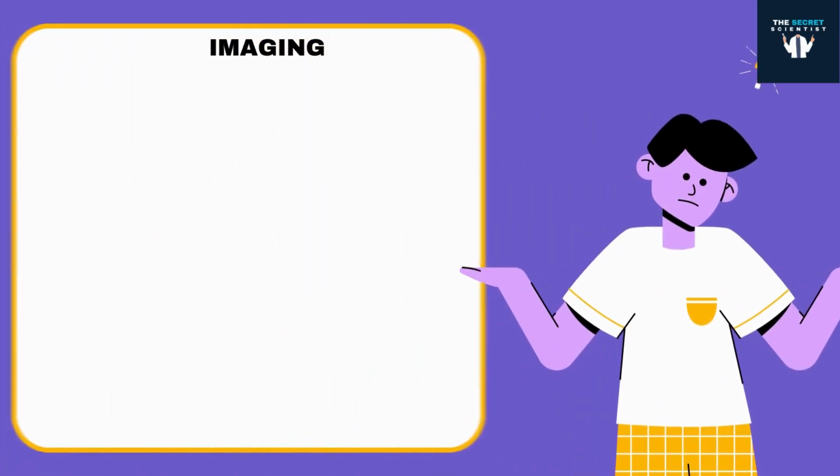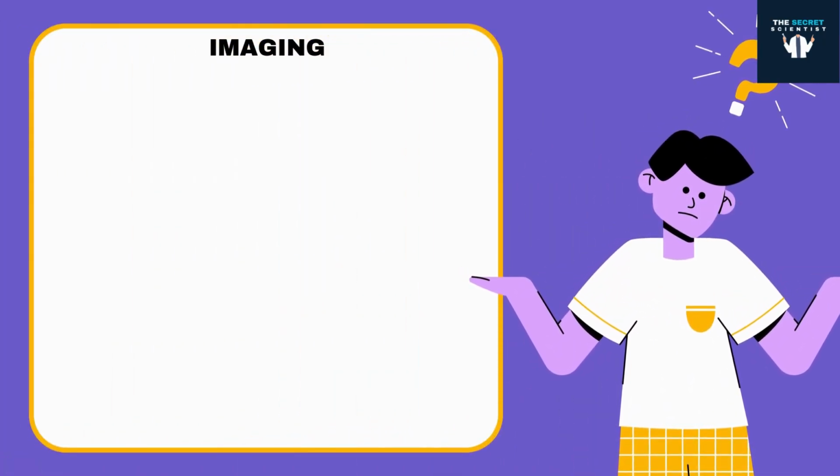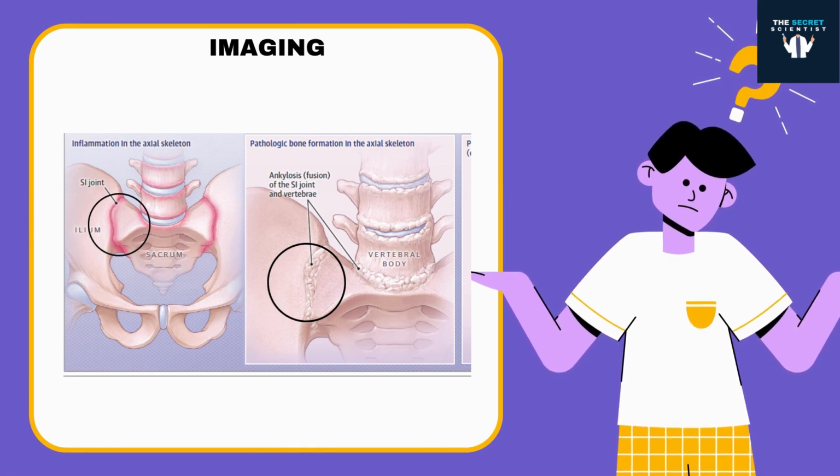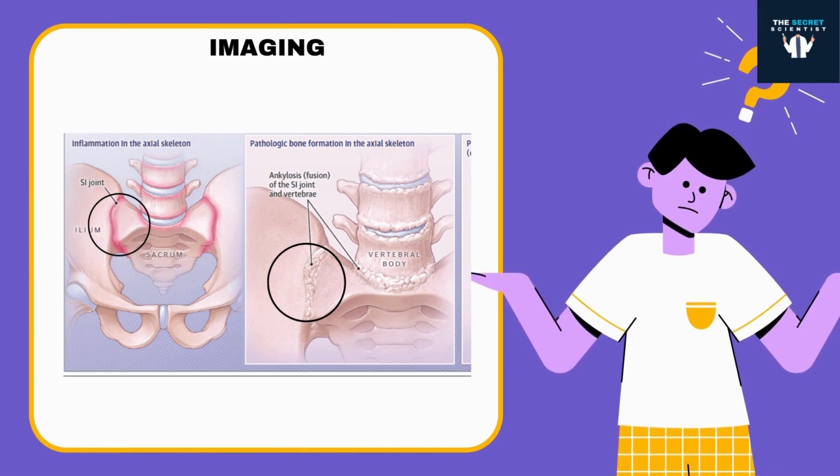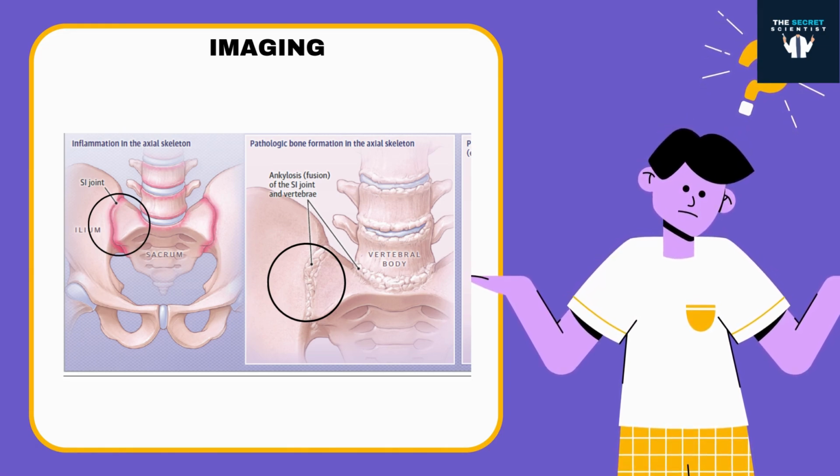Now, another way of diagnosing AxSpA is to look at imaging, and what you're looking for here is inflammation or fusion of a joint, especially at the SI joint, so the sacroiliac joint, but you can also see it on the vertebrae of the spine as well.